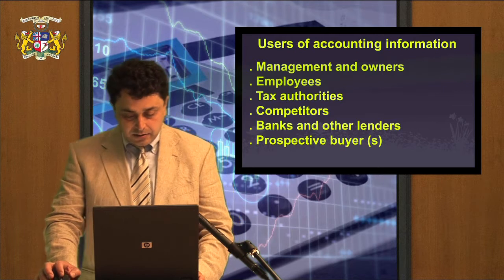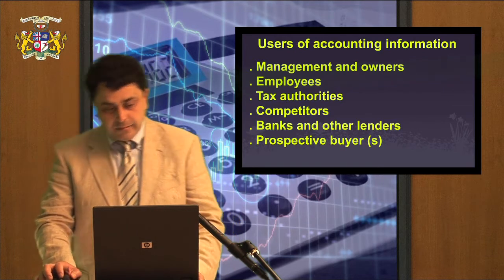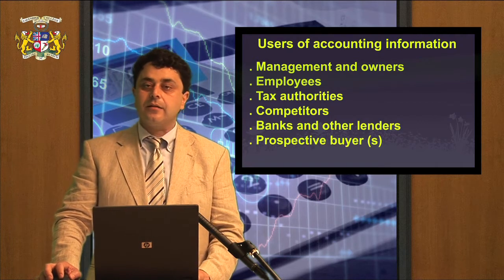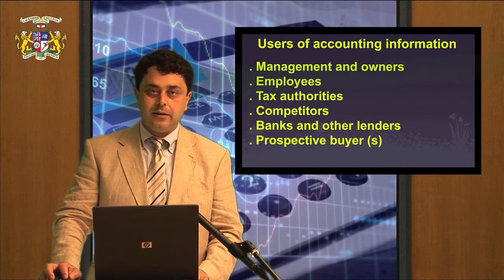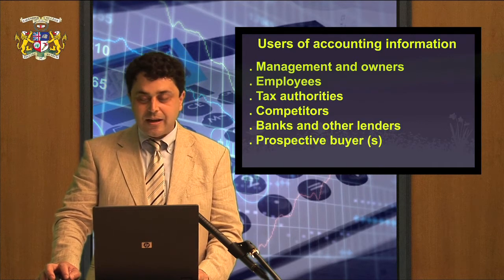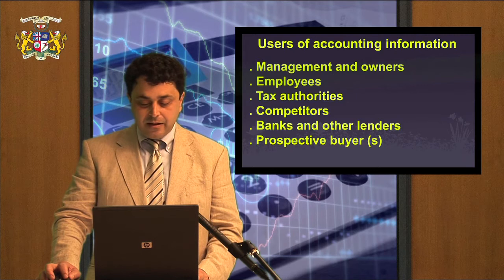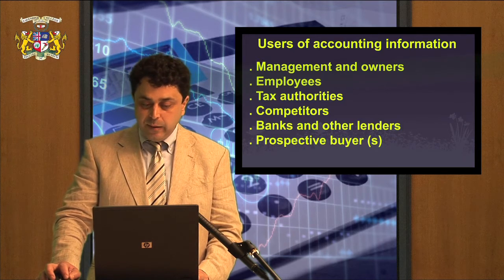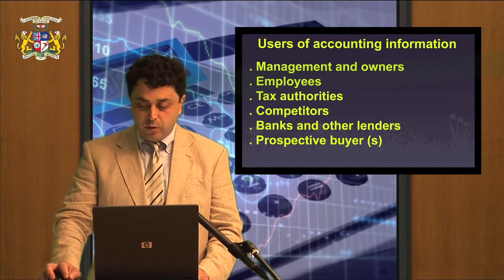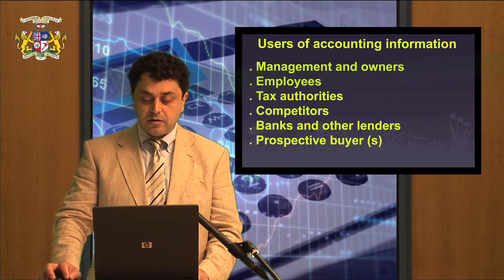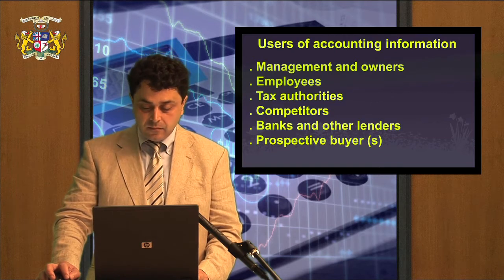The tax authorities come next. We know that two certain things in life are tax and death. So, tax authorities will use the accounts to determine the liability of the business for taxation. Competitors will want to compare the results of their company with the results of other companies.